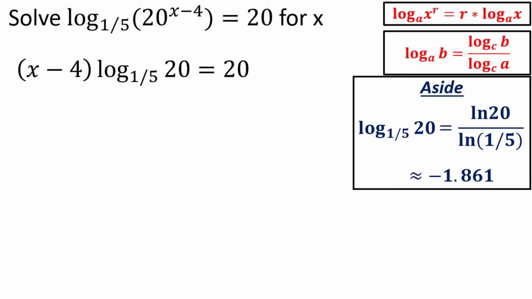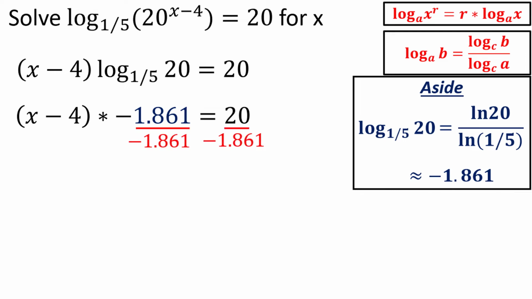I'm going to write down the rounded number, but for future calculations, I'll use all of the decimals my calculator gave me. You might have to press the store key on some calculators to remember this number, but I don't need to on this one. So we can rewrite our problem as x minus 4 times negative 1.861 is equal to 20. Dividing both sides by negative 1.861, we will need to go to our calculator again, this time to find out what 20 divided by negative 1.861 is.